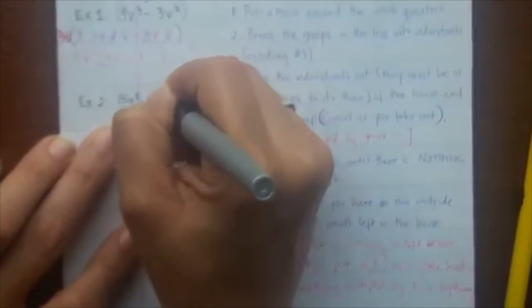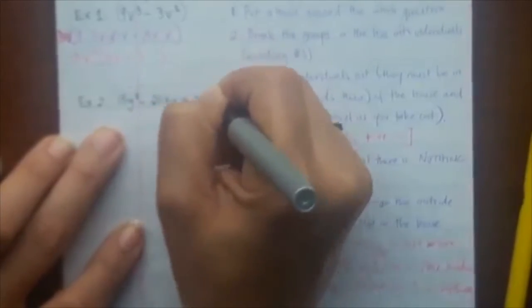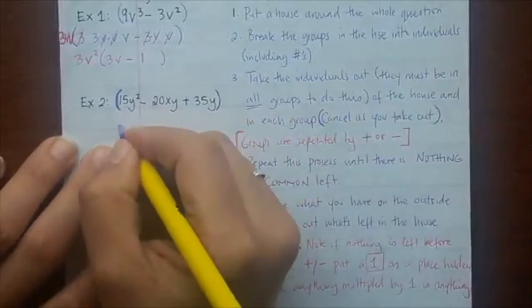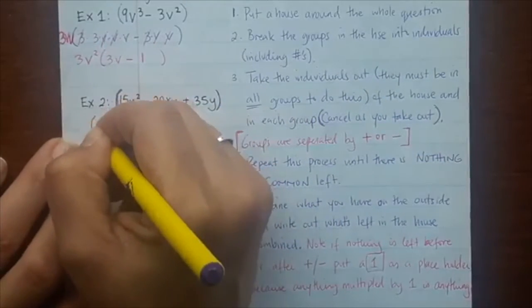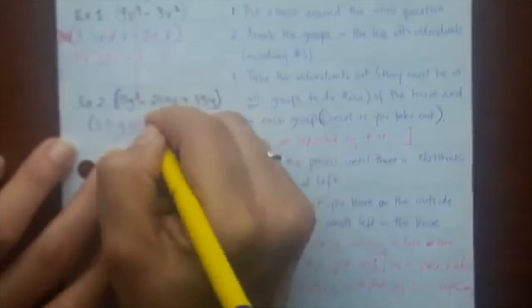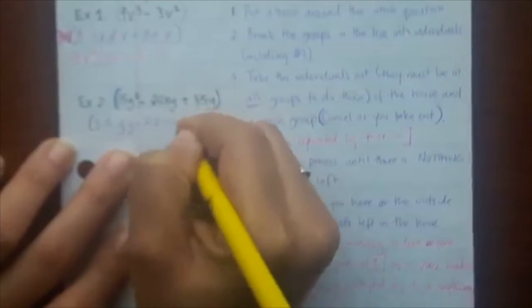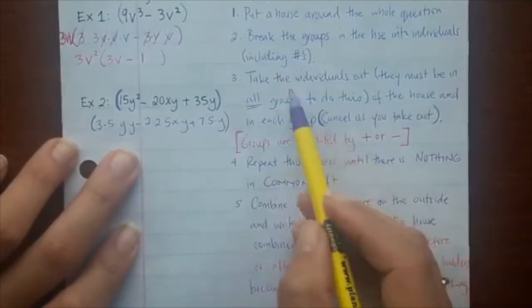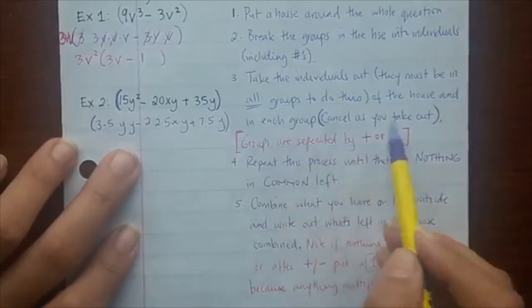All right, example 2. Let's say you had 15y squared minus 20xy plus 35y. First things first, put the house around it. Break it into groups. Break the groups into individuals. So we have 3 groups in this one. Breaking 15 down, 3 times 5, and then 2 y's. Breaking 20 down, 2 times 2 times 5, and then we have xy. And then breaking 35 down, 7 times 5, and then we have y.